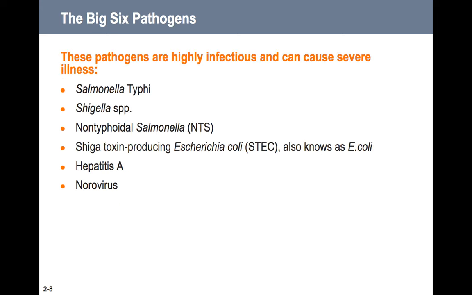So there are six pathogens known as the Big Six. These pathogens are highly infectious and can cause severe illness, even death. They include Salmonella Typhi, Shigella species, non-typhoidal Salmonella, Shiga toxin-producing Escherichia coli, also known as E. coli, Hepatitis A, and Norovirus. You are going to complete a creative project about one of these Big Six pathogens. Please refer to this project activity in your Google Classroom.